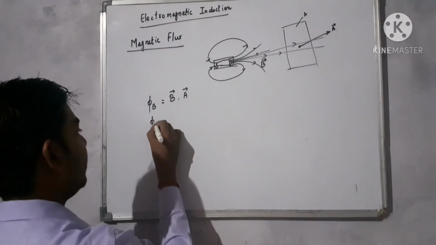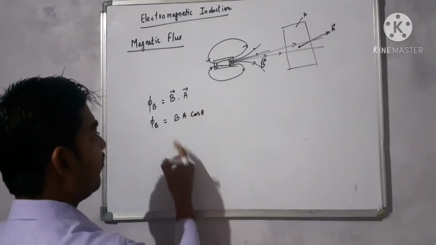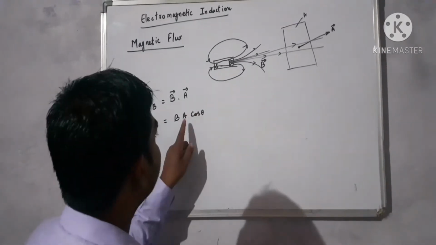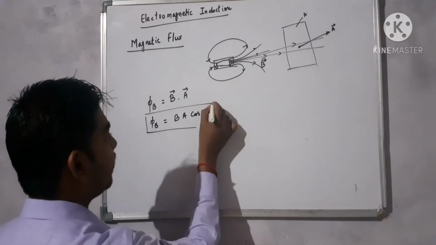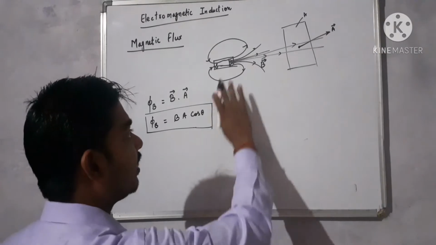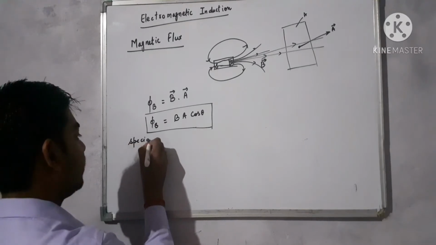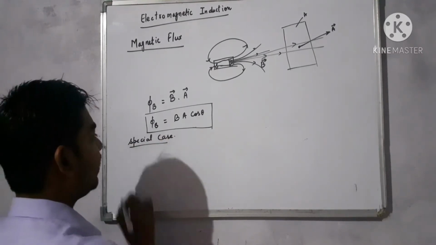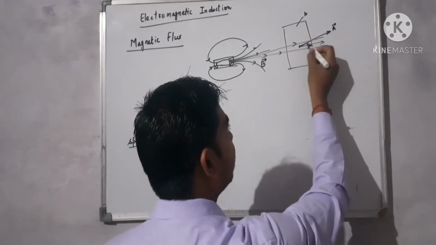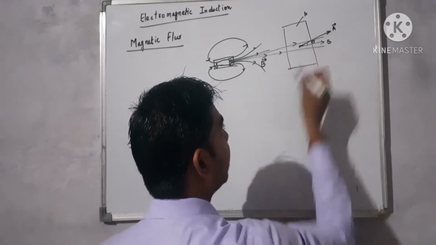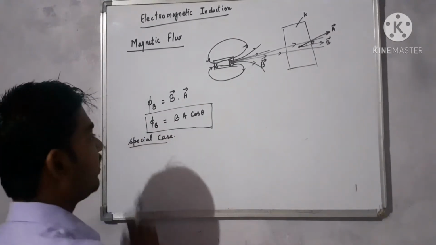This dot product can be written as B A cos theta, where B is the magnitude of vector B and A is the magnitude of vector A. This is the magnitude of magnetic flux passing through any area A. Special cases: theta is the angle between vector B and vector A, and when this angle changes, the value of the magnetic flux changes.